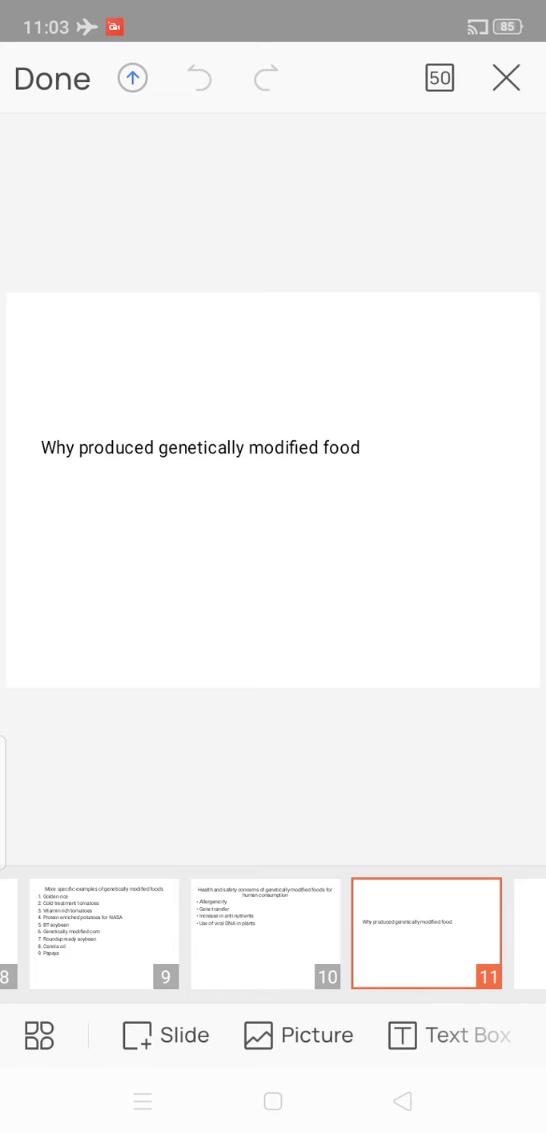And next one is, why produce genetically modified food? Traditionally, combining the desirable genes in one plant is a tough task that utilizes a longer time and so much attention, involving crossing one plant to another plant of the same species or related species.